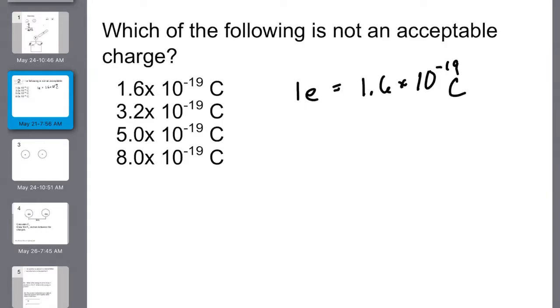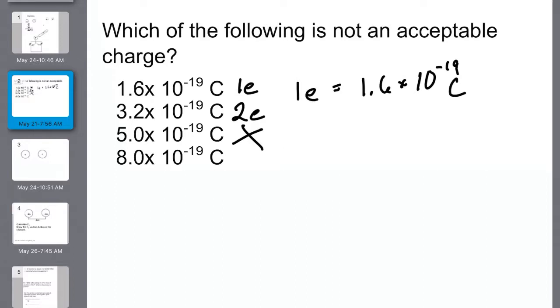Our next slide is going to be charge and whether or not we can have an acceptable charge. Now we remember that in one elementary charge there's 1.6 times 10 to the negative 19th coulombs. So one of these isn't going to work. We need to have an integer value for electrons. You can't have half an electron. So we're just going to figure out which ones will work. In this one we'll have 1 electron, this one we would have 2 elementary charges, this one would not work. So we know that that's the right answer for this problem because it doesn't work.